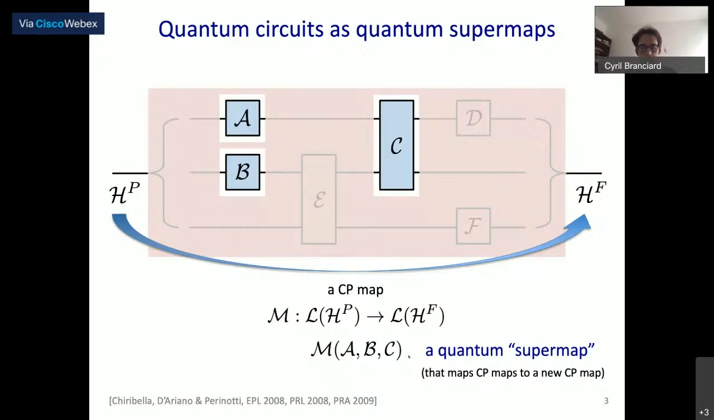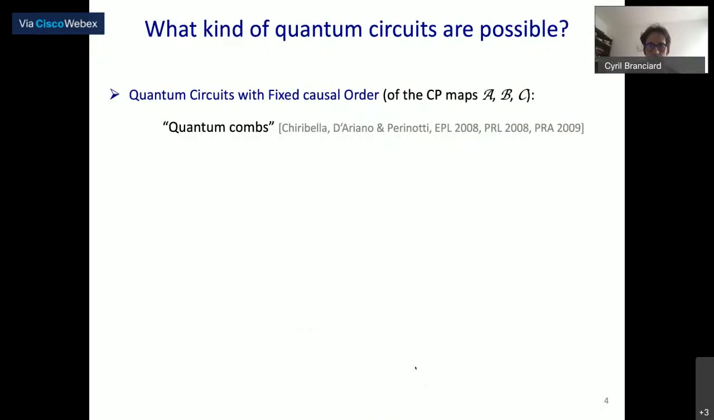So it's a function of maps. It's a map that takes quantum maps to new maps, and that's what we call a quantum supermap. And we heard about that already quite a few times this week. So that's a nice way to understand and study quantum circuits. And now we may ask the question of, okay, what kind of quantum circuits can we encounter in quantum theory?